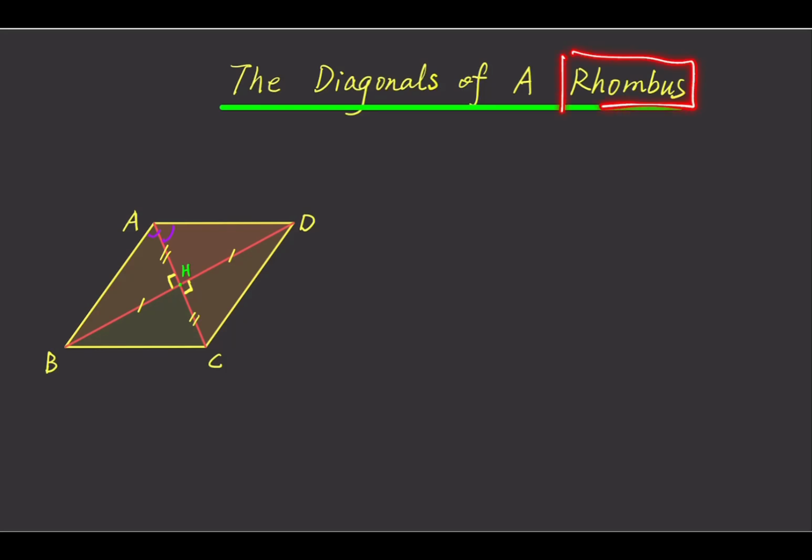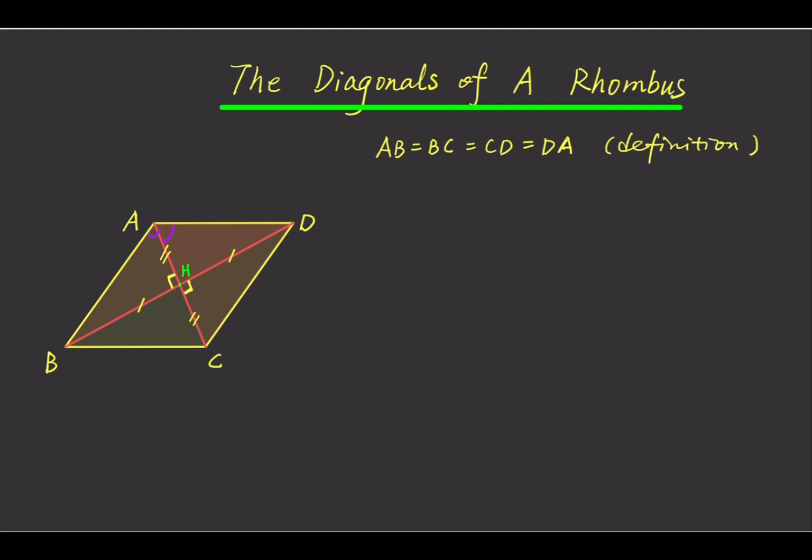For the rhombus, we need to know the definition of a rhombus. Rhombus means a quadrilateral with 4 sides equal to one another. So, according to the definition, if we have known this is the rhombus, we can get the conclusion: the 4 sides AB equal to BC equal to CD equal to DA. This is the definition of the rhombus.